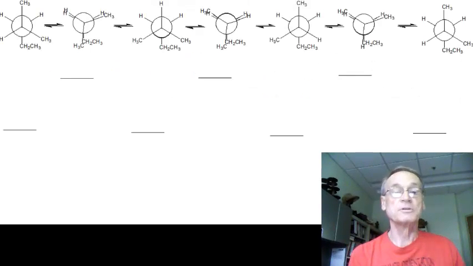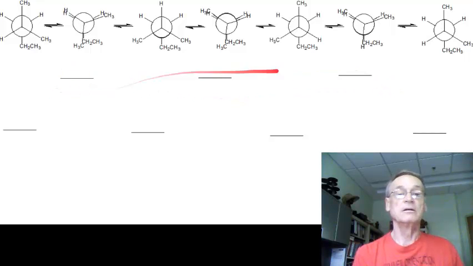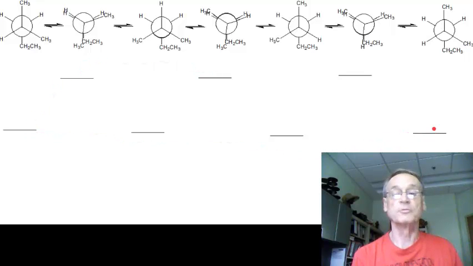So notice that we're going to start with 3 eclipsed forms, this one, and this one, all higher in energy, and this one, this one, this one, and this one, which of course is the same as that, all lower in energy, because as I said, all staggereds are always lower than all eclipsed.